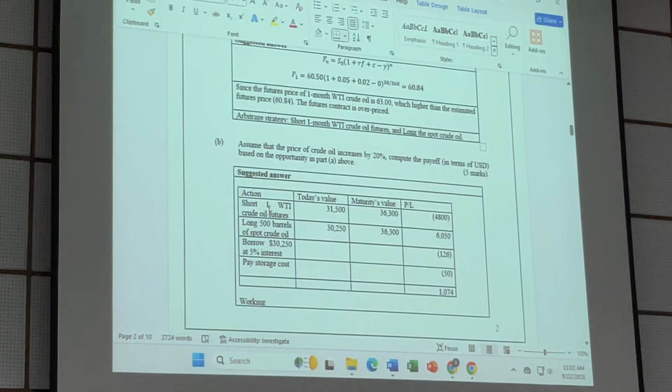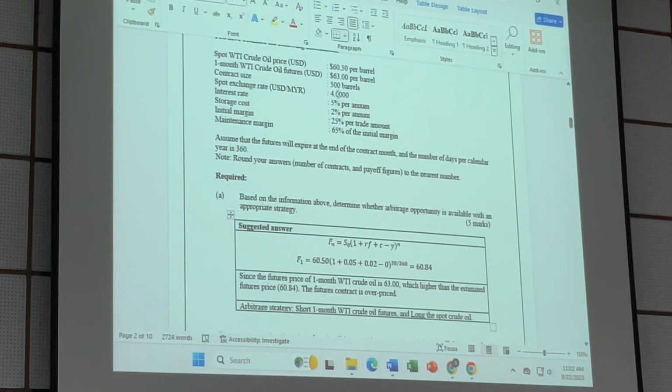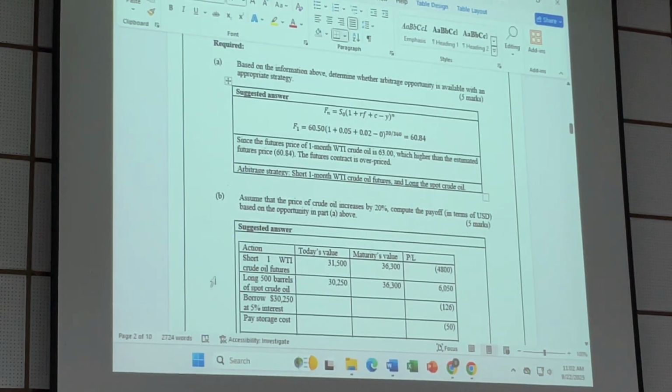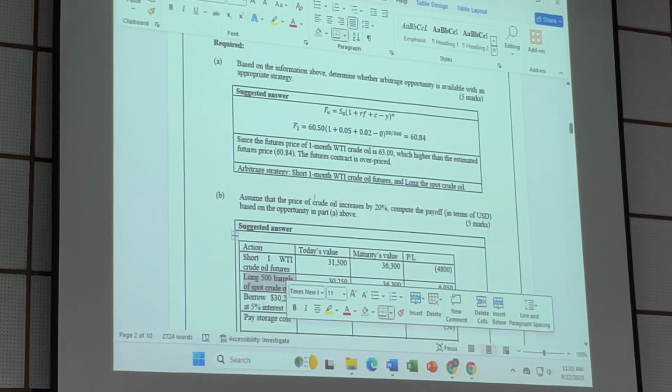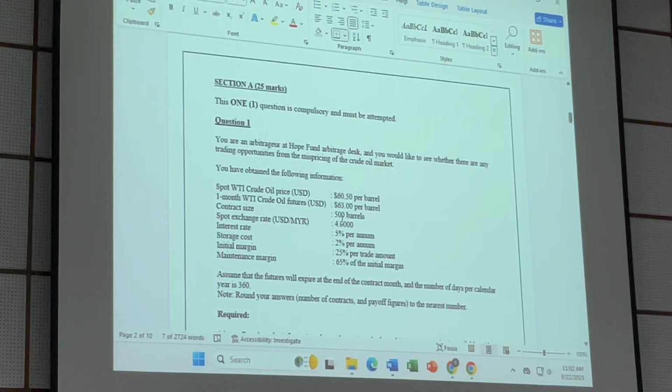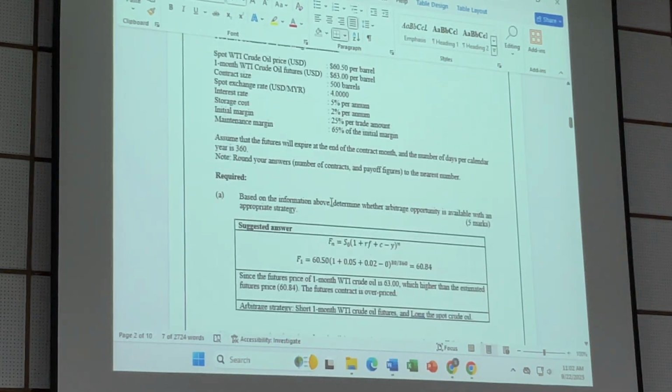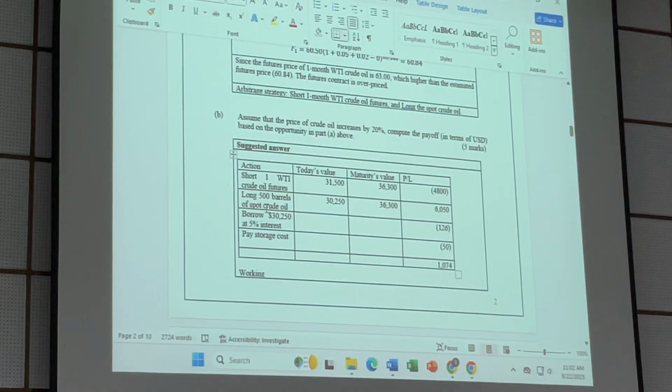Okay. So once you identify the strategy, long or short the future, overpriced, right? Overpriced is short future, long the spot. Short the future you put here, long the spot. Because at least one contract is 500 barrels, so I put a 500 barrel spot.